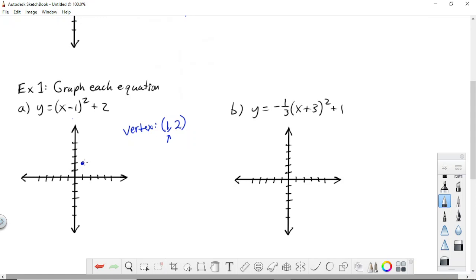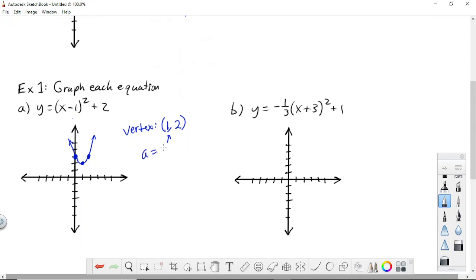Okay. So when we go over 1, we go up 1, because A is 1, right? So over 1, up 1 gets us right there. Over to the left, up 1 gets us right there. And now we've got these 3 points, and we just draw the parabola. Not very good at drawing parabolas. That's it. So let's look at the next one.